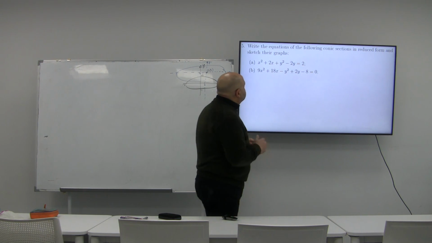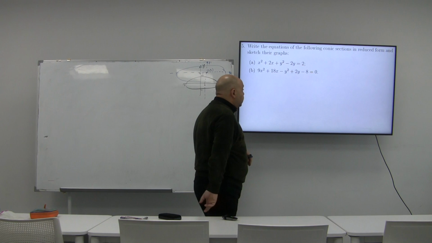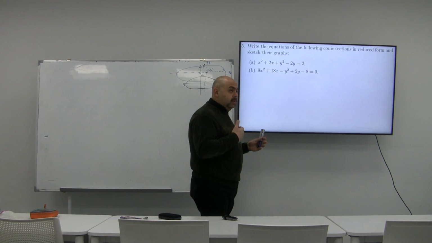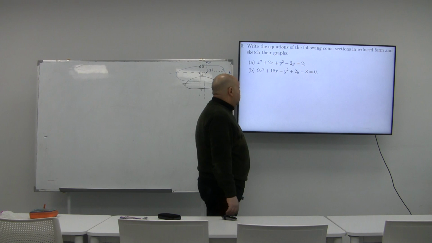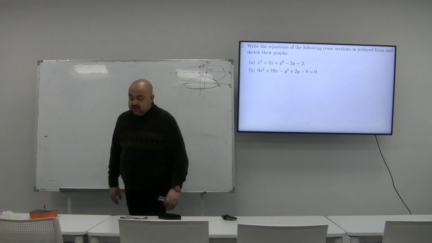Okay, he's asking you to write the equation of the following coordinate sections in reduced form and sketch their graphs. What's the difference between the first one and the second one? Any ideas, Martin? You are writing something or doing something I don't see. So, not really sure if you are with me. Okay. Right. Which one of them? The first.